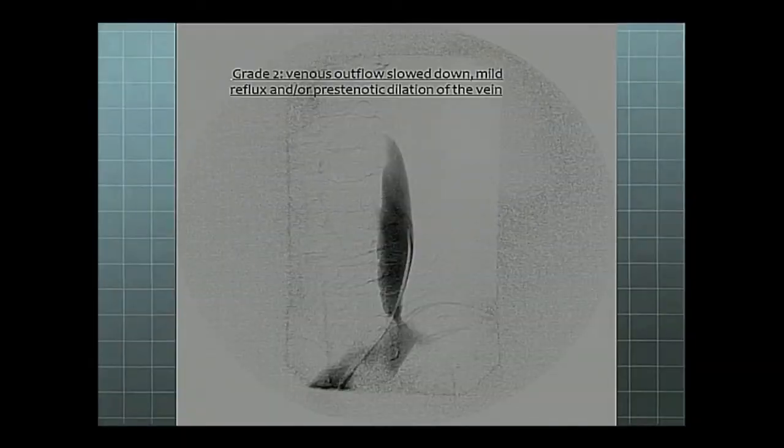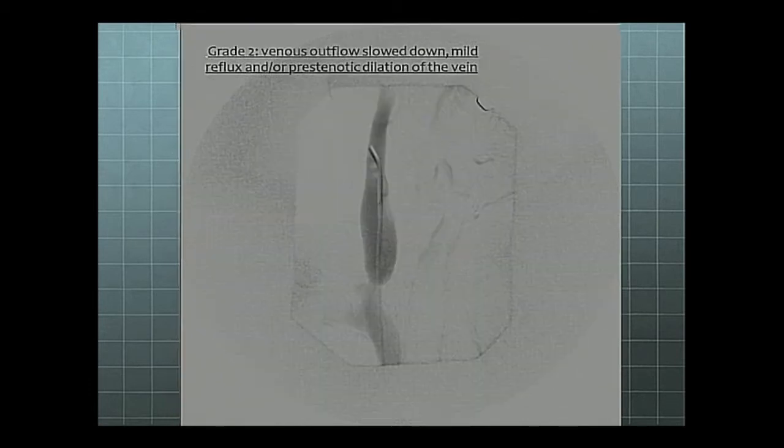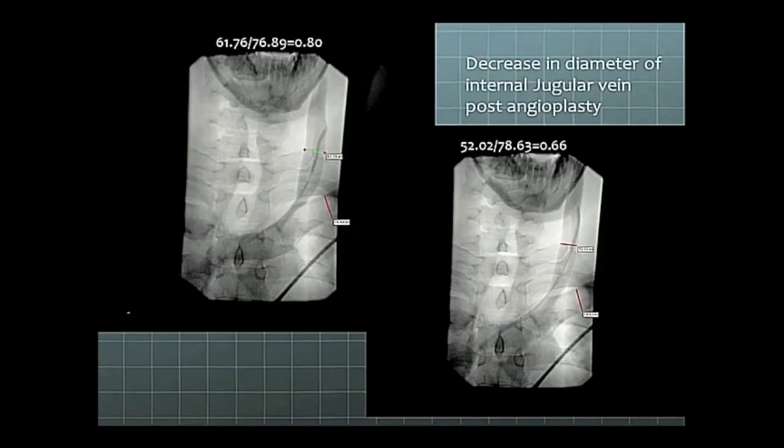Skip over that. This is a grade 2. You can see a stenosis down here. This is a left internal jugular vein. And rather than seeing dilatation just where the valve is, it's kind of fusiform dilatation of the internal jugular vein. Another example, grade 2, stenosis down here, fusiform dilatation of the vein. Sometimes that dilatation actually goes away after angioplasty.